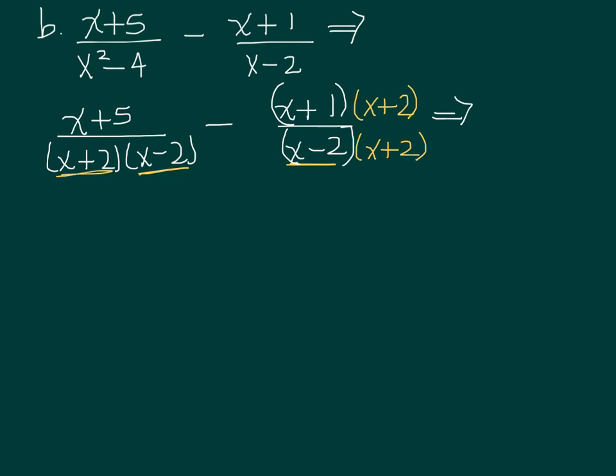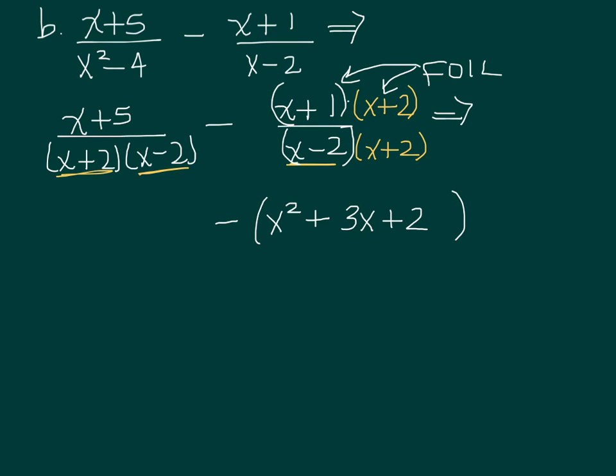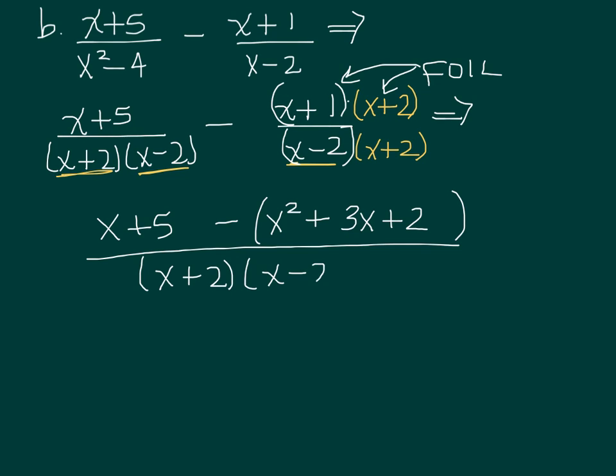Before you do anything, anytime you have multiplication, you have to multiply first. So I'm going to FOIL these 2 factors. I'm going to put them in parentheses because I still have to subtract. X squared plus 2x plus 1x gives me plus 3x plus 2. I still have my x plus 5 all over my common denominator. And it doesn't matter the order.